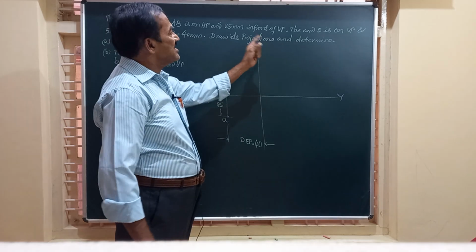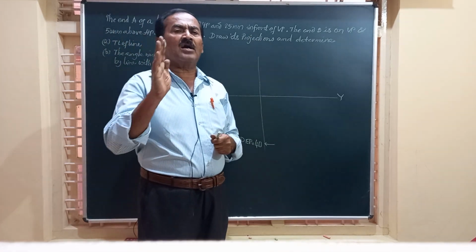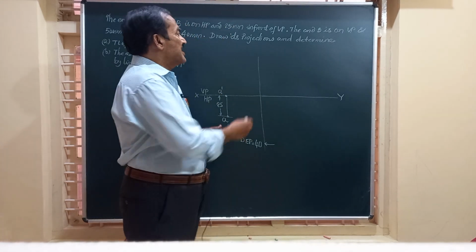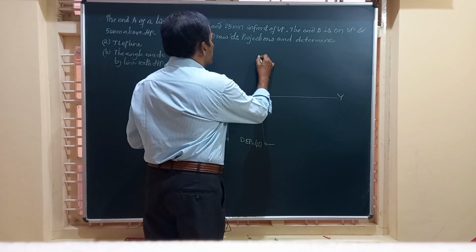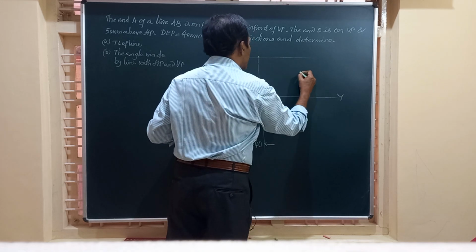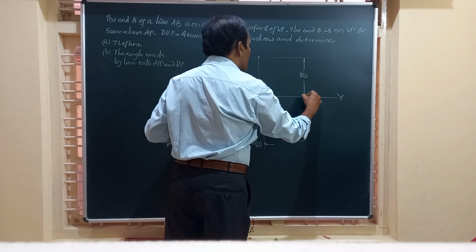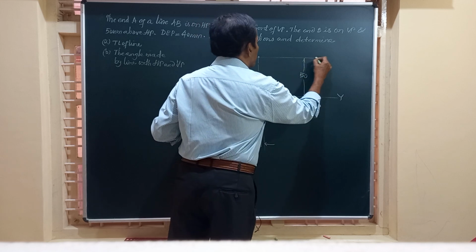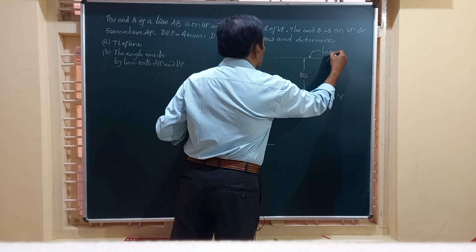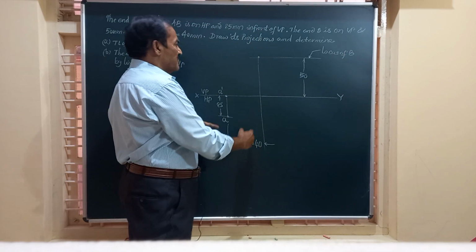And other data is the end B is on VP. So whenever a point is on VP, its front view is seen above the XY line. And here the end B is at a distance of 50 mm above HP. So I am going to draw a line here and mark this as 50 mm. And this line parallel to XY represents the locus of end B. This is the locus of A.